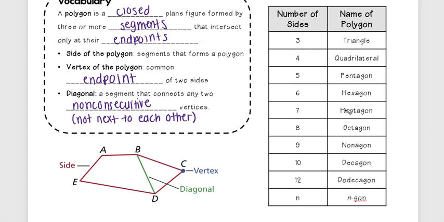These first few will probably be familiar, so like 3 sides, it's a triangle, and so on. And then maybe you didn't hear of like nonagon, that's 9. 10 sides is decagon. 12 is dodecagon. And then for any other number, we're just going to call it an n-gon. So let's say it had 16 sides. Then we would call that a 16-gon.